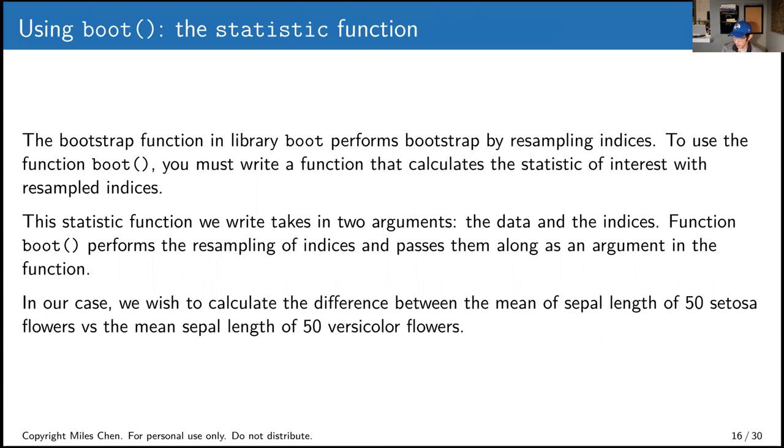So this bootstrap function performs bootstrap by resampling the indices. And so we need to write a statistic function, and this statistic function needs to take in 2 arguments. The first argument is going to be the data. And then the second argument is going to be the indices to use. What boot will do is resample the indexes, provide those indexes to that function, and ask what is the resulting result? What is the result after I provide these values?